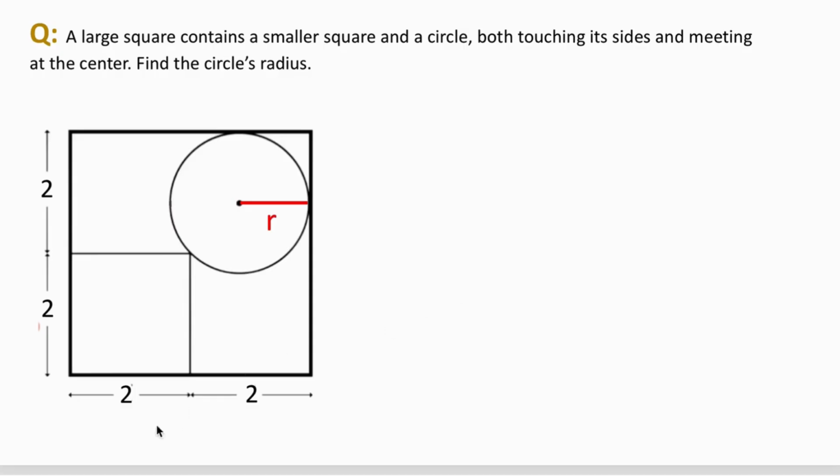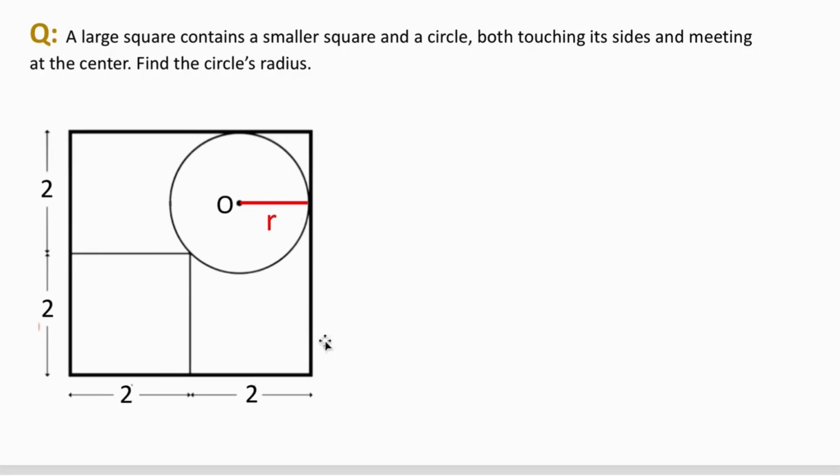Here we have a large square that contains a smaller square and a circle, both touching its sides and meeting at the center. Each side of the square is 4 units. We are going to find the radius of the circle.